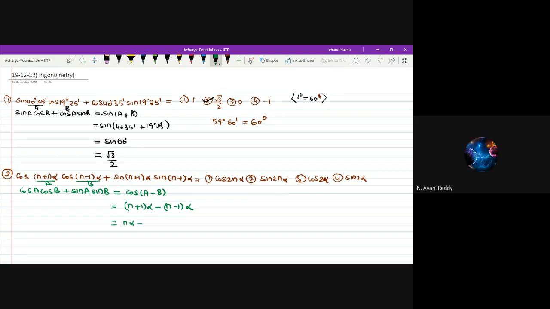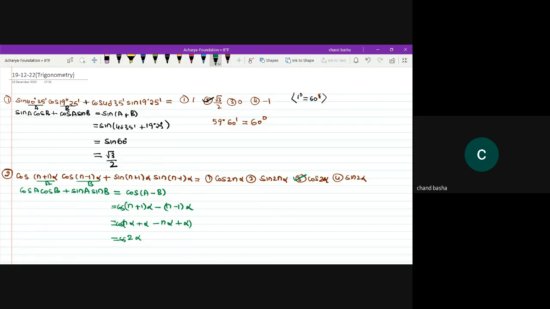n alpha plus alpha minus n alpha minus of minus alpha. So n alpha cancels, and plus 1 plus 1 gives 2 alpha. Outside we have cos, so it is cos 2 alpha. Option 3 is the required answer.